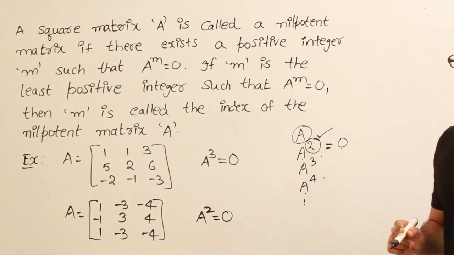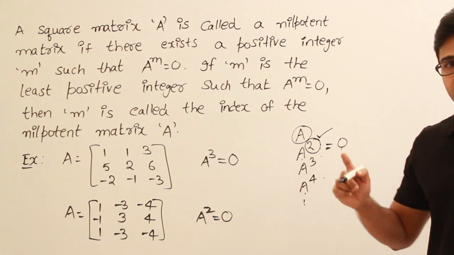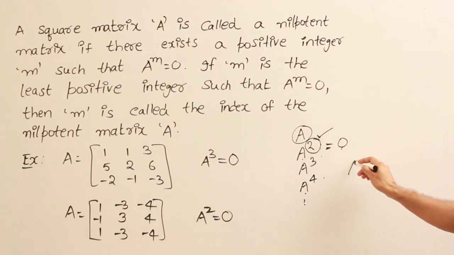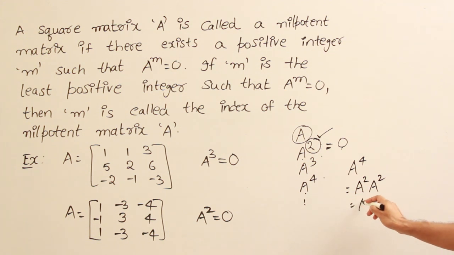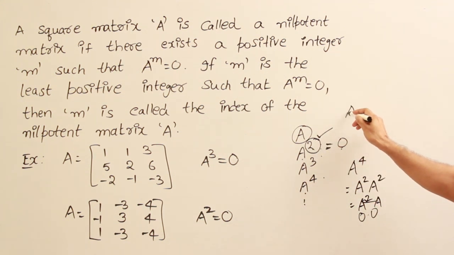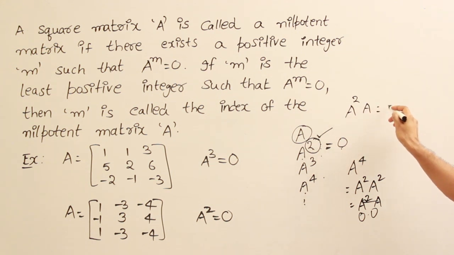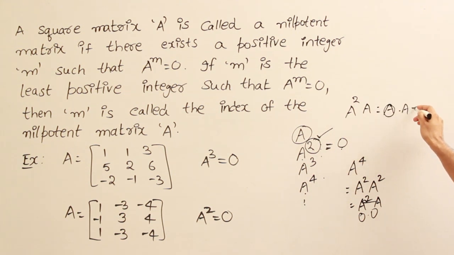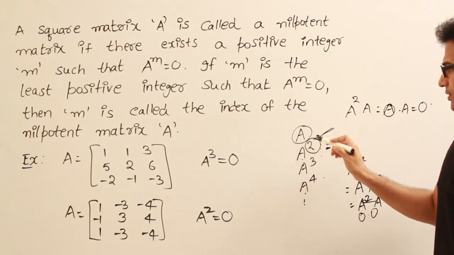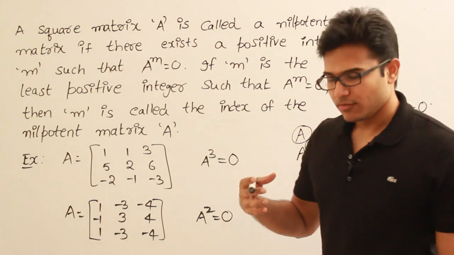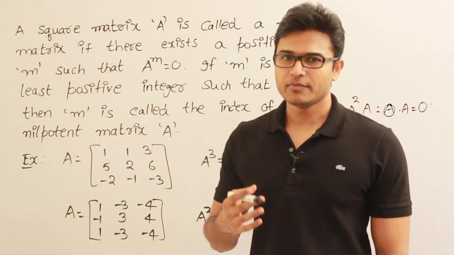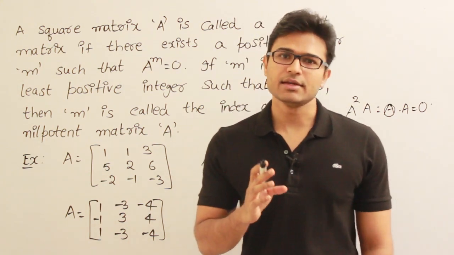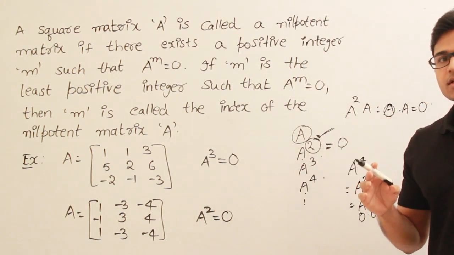See, why should we talk about the smallest value? If A square is null, then obviously A power 4 will also be null. The reason is this: A power 4 can be written as A square into A square, so it is going to be null into null, which is null. If A square is null, A cube is also null, because A cube can be written as A square into A, so it is going to be null into A, which is again null. Therefore, once we get a null matrix at some point, even if you go ahead and multiply with itself, it is going to be a null matrix itself. That is why we are talking about the smallest value of m at which a matrix is going to be null. That is called the index of the matrix.